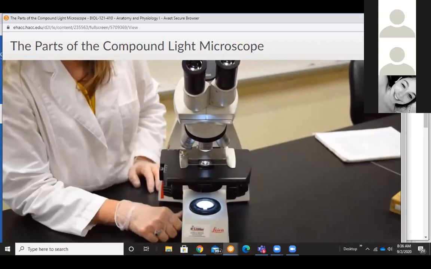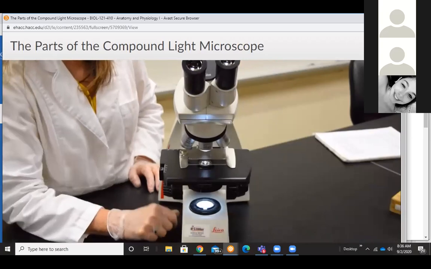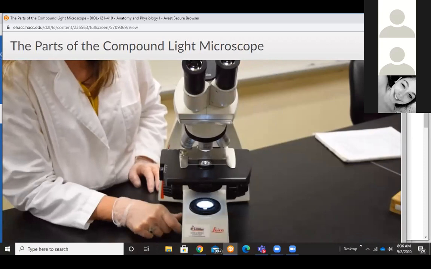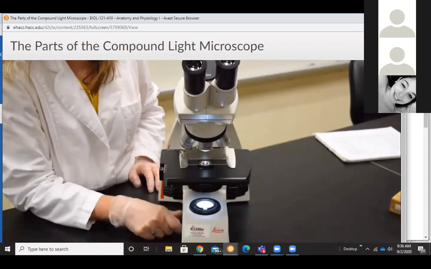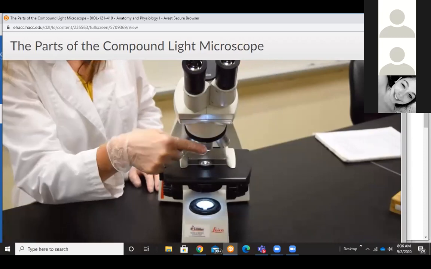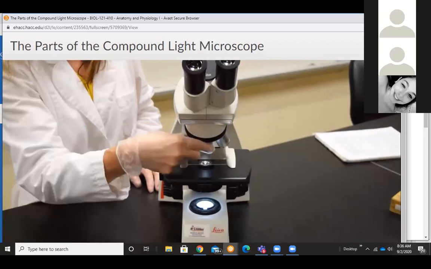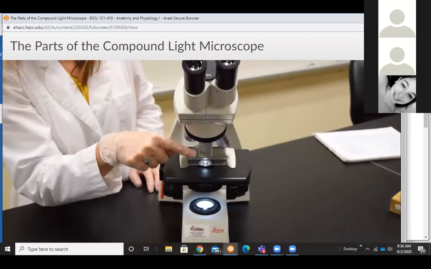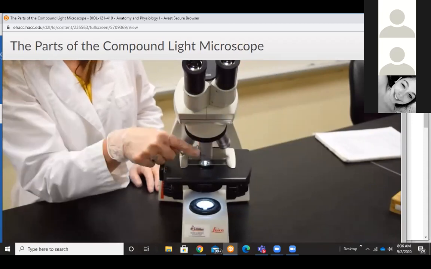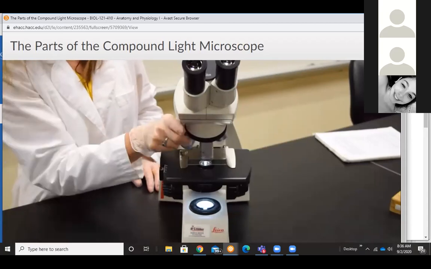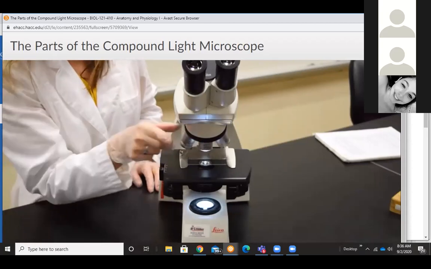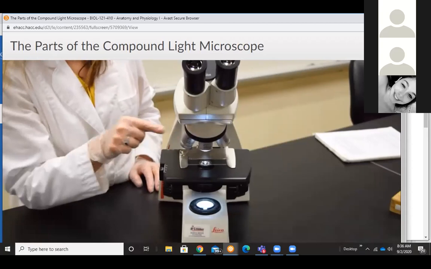This dimmer switch should be rotated so that it's closest to you. And if you needed to dim it, you can rotate it in the opposite direction. We have our revolving nose piece that consists of 4 objectives. The scanning power with a red color-coded band, the low power objective with a yellow color-coded band, the high power objective with a blue color-coded band, and then finally, the oil immersion lens with a white color-coded band. When you're done using the microscope, the scanning power should be left in place.